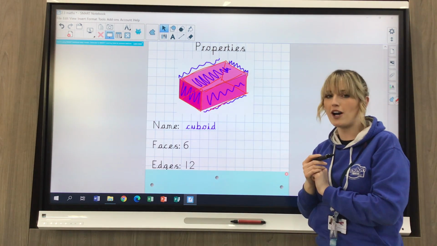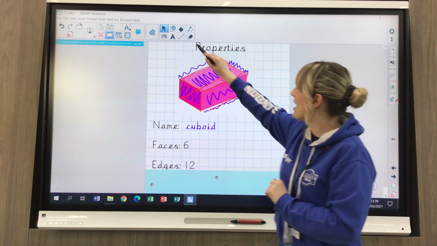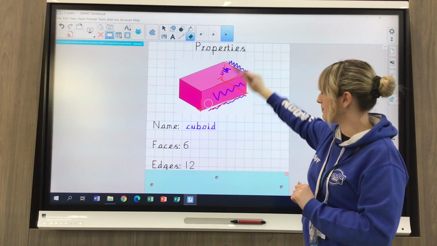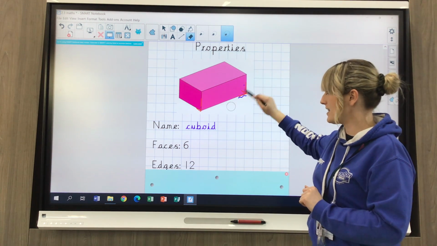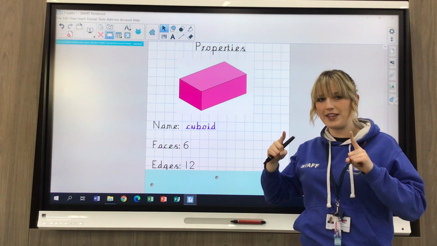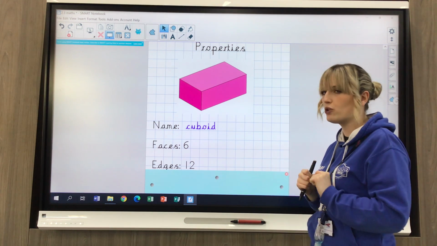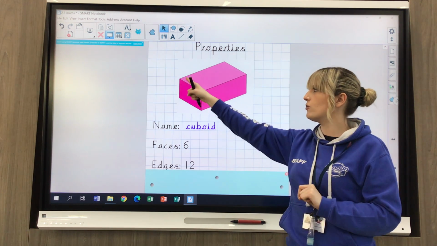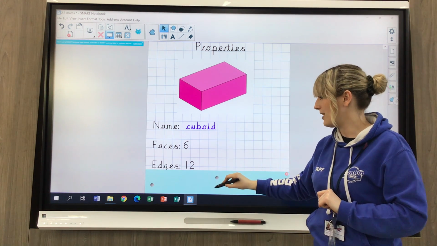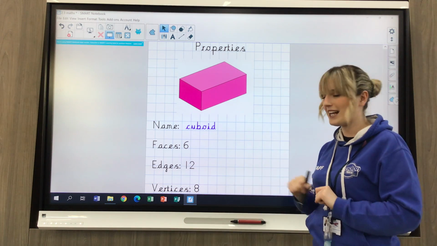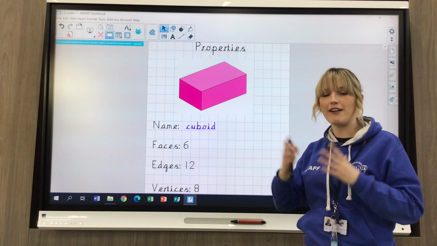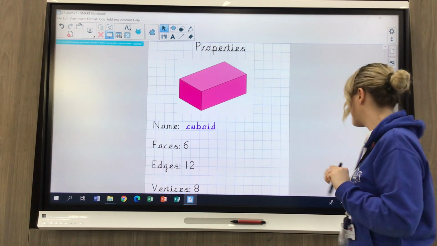Now, can you spot how many vertices there are? And I'll help you out a little bit. I'll rub off some of my drawing because it's a little bit distracting. Okay, how many vertices are there? So remember where the edges meet to form a point or a corner. Oh, I can see 4 there. So how many must be on the other side? Well done if you know that it's 8, because if there's 4 there, there's going to be 4 on the other side, and 4 add 4 is 8.